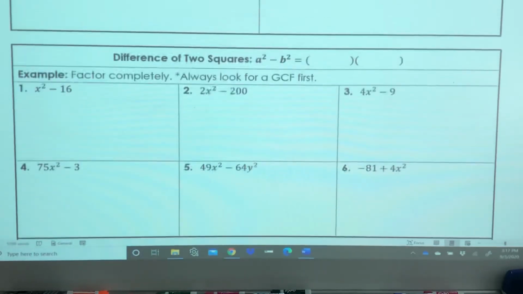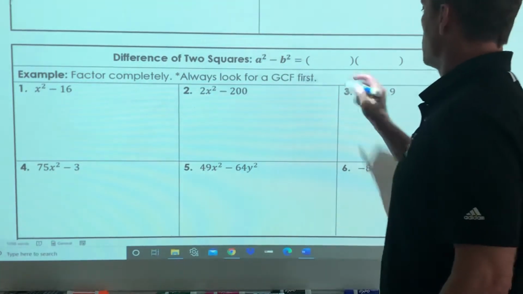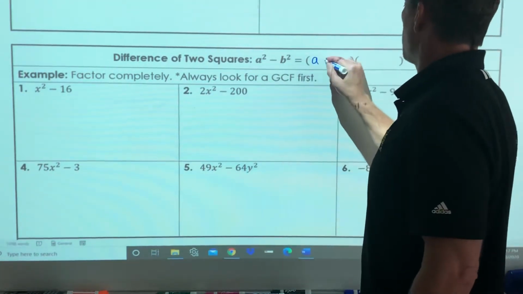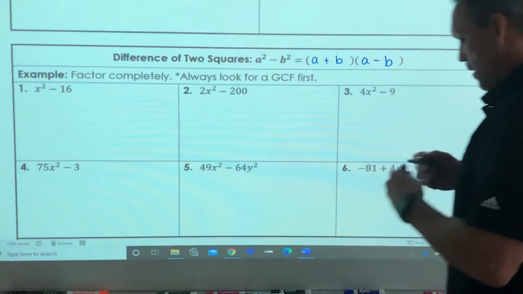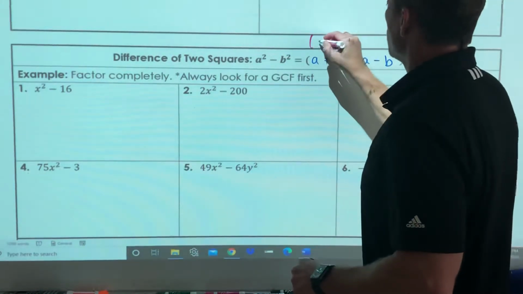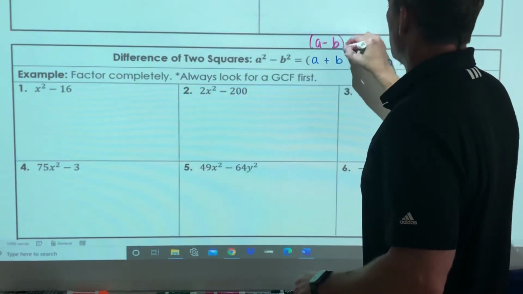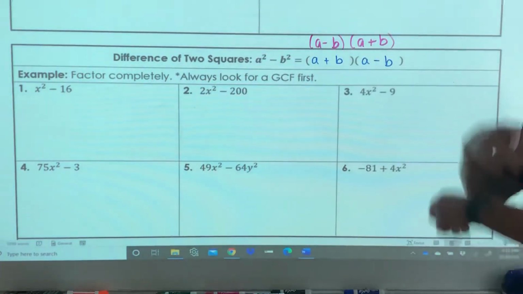Okay, so let's pull up just the difference of perfect squares. What you're going to find is the formula for the difference of perfect squares is (A plus B)(A minus B). That could also be written, because of the commutative property, as (A minus B)(A plus B). It doesn't matter. It could go either way.